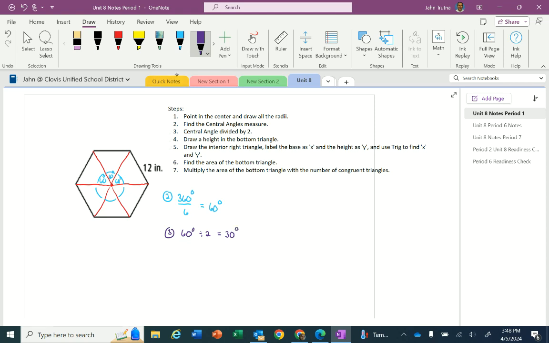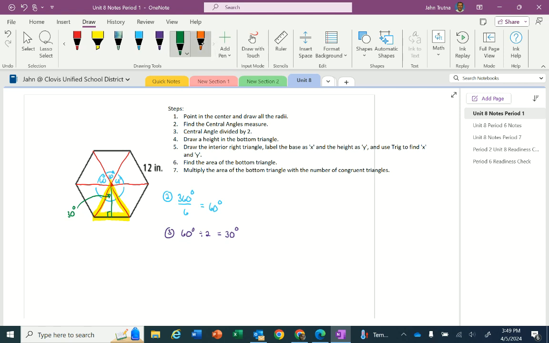Okay? Step number 4, now we're going to draw the height in the bottom triangle. So we go down to this bottom triangle here, which I'm highlighting, and we're going to draw the height of that bottom triangle. You go to the highest point, and then you go straight down, so that it makes a 90-degree angle. Now, that little angle inside the right triangle, that's where that 30 goes. So that little angle right there is 30 degrees. Okay, that's step number 4. You draw the height in the bottom triangle.